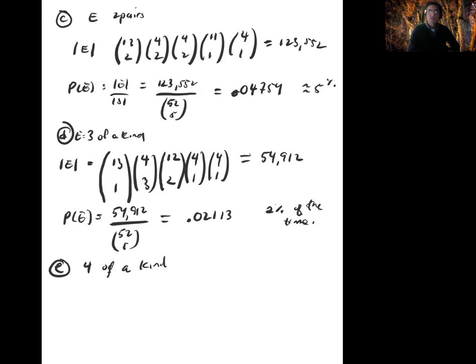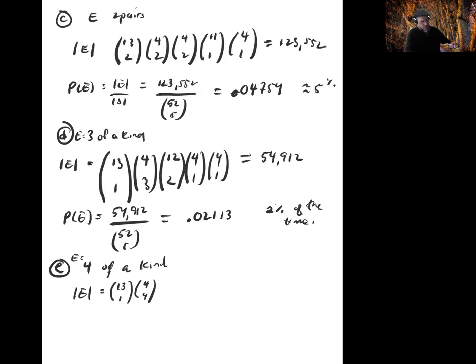Okay, so let's go to E, which will be 4 of a kind. How does that work? Well, we have to choose the denomination to make the 4 of a kind. So that's 13 choose 1. Now we have to select all 4 cards in that denomination. That's 4 choose 4, which is, of course, just one way to do it. And now we have 4 cards that have been eaten up.